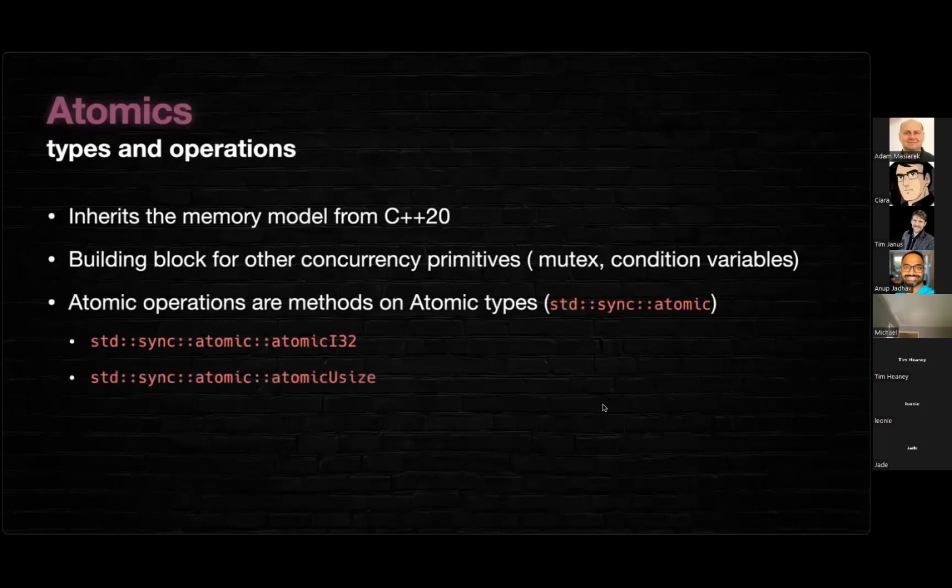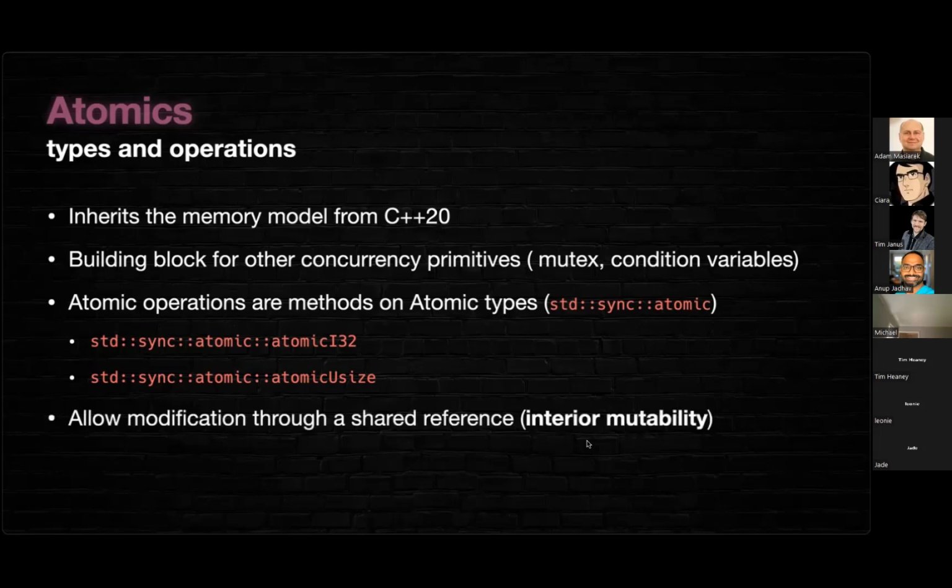These operations are available as methods on the standard atomic types that live in the std sync atomic namespace. And they all have names starting with the word atomic, such as AtomicI32 or AtomicUsize. And unlike most types, they allow modification through a shared reference. And this is, of course, possible due to interior mutability.